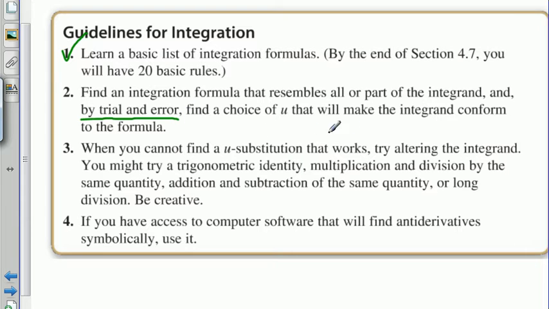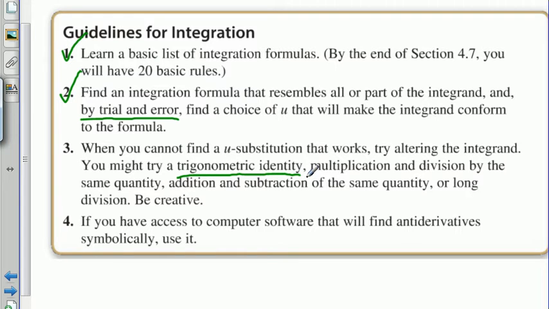So try a u that will make it work if you're doing a u substitution. It's very typical that you're doing a u substitution. I'd say more than half, maybe 75% of your problems are going to be u subs now. If you can't find one, try altering the integrand. So they talk about all the options. You have your sine squared plus cosine squared equals 1.